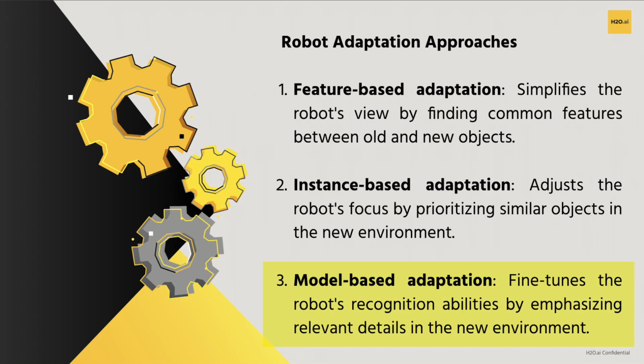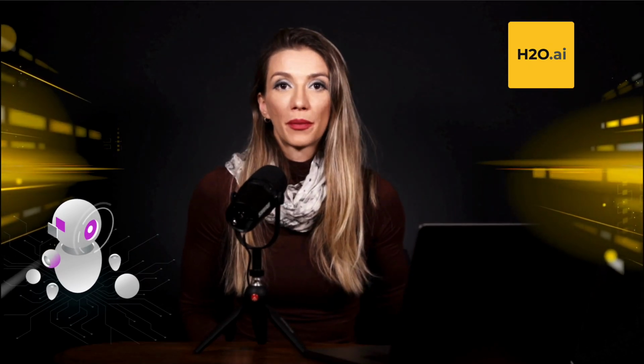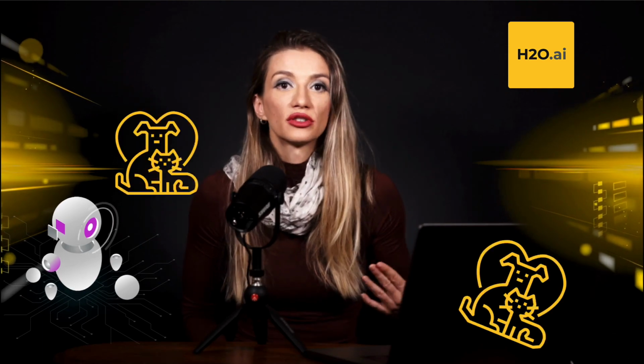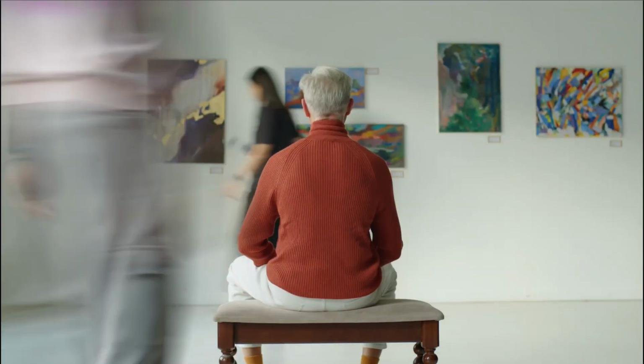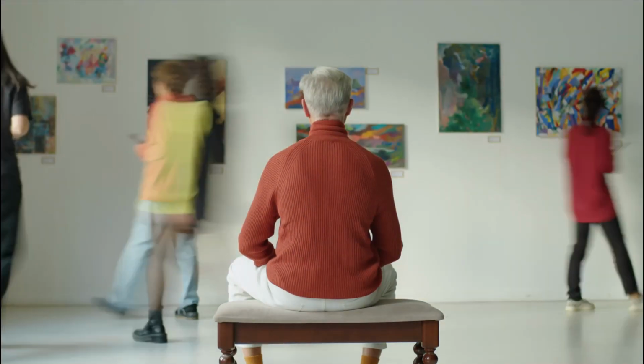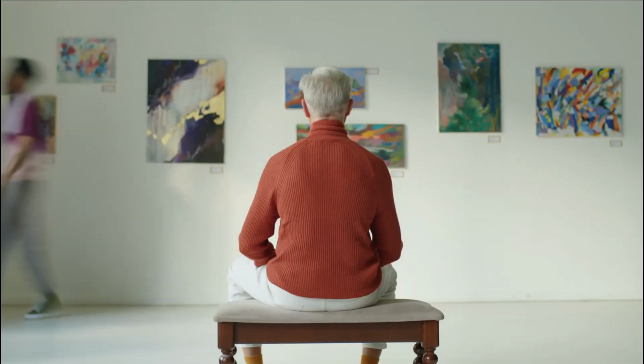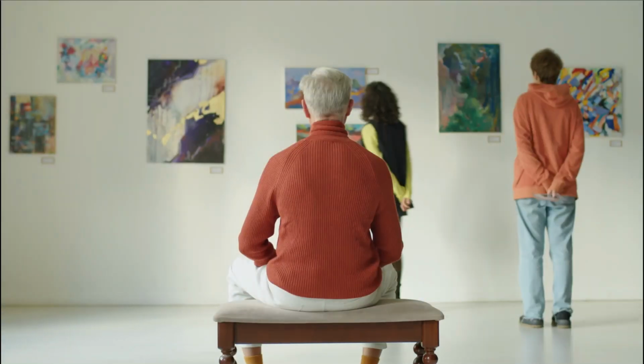Model-based adaptation. Imagine the robot has different parts in its brain responsible for recognizing different types of objects. Model-based adaptation involves fine-tuning or adjusting these parts to be more specific to the new place. It's like teaching the robot to pay more attention to the details that matter in the new environment, so it becomes better at recognizing objects there.